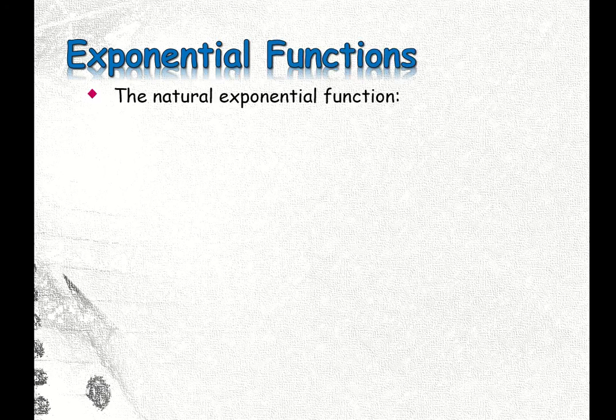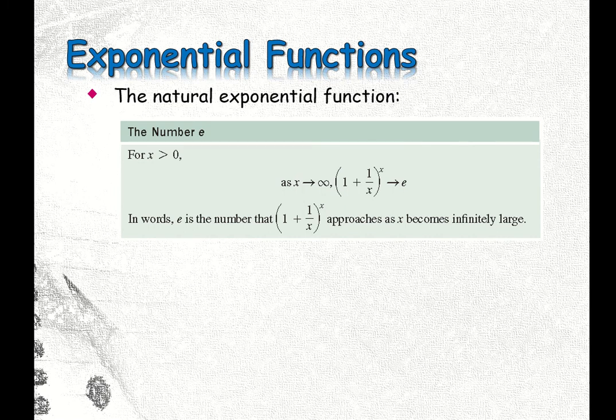Next, we have what we call the natural exponential function. So what is this? This is the number e. Now for x greater than 0, as x approaches infinity, we have this 1 plus 1 over x raised to a power, meaning the quantity 1 plus 1 over x raised to the power x will approach the number we call e, the natural exponential function.